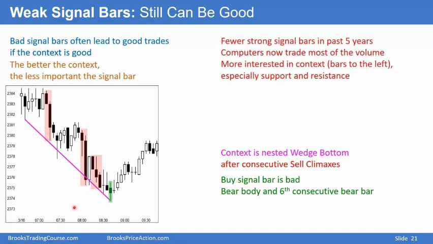Over the past 5 to 10 years, computers have come to dominate trading, and now they create most of the volume. And they are much more interested in the context, the bars to the left, support and resistance. And the result is more and more trades now that are profitable come from setups with very bad signal bars. Signal bars have become less important.